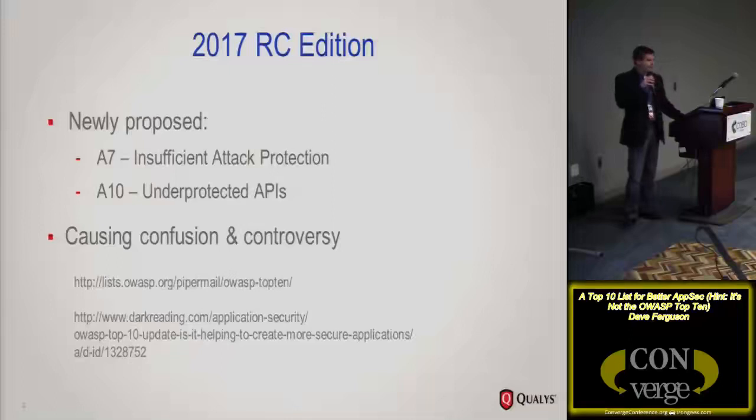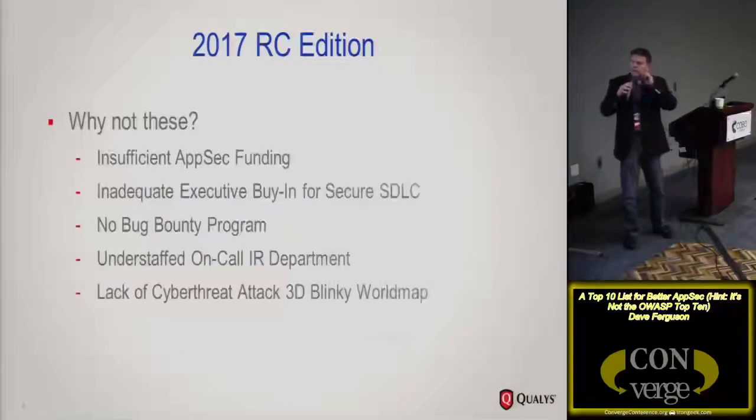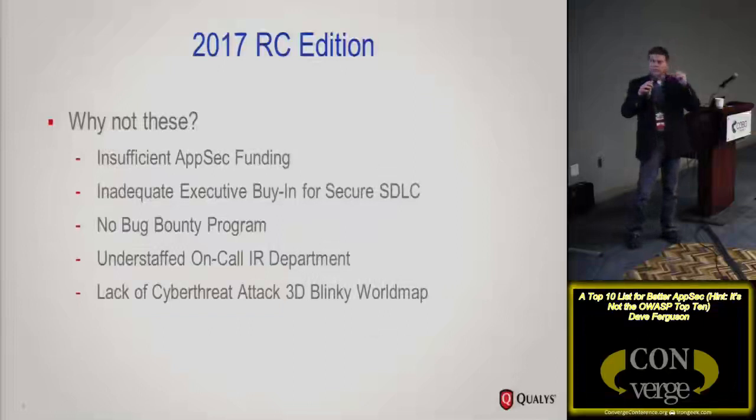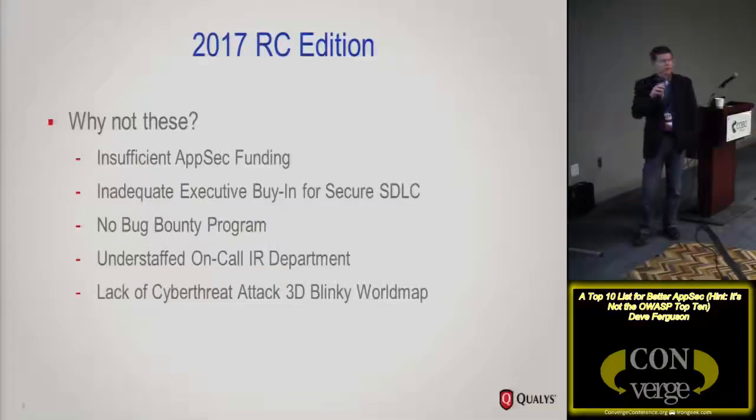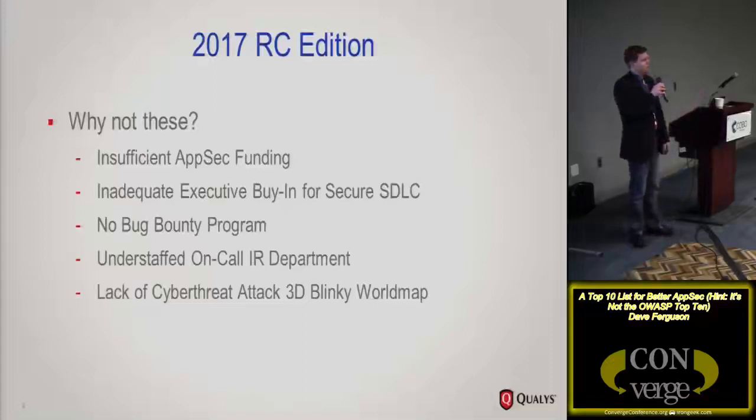But A7, the new A7 here being proposed, if you think about it, if we have underprotected applications, why don't we also have insufficient AppSec funding? I mean, that's a risk. What about inadequate executive buy-in for having a secure SDLC?